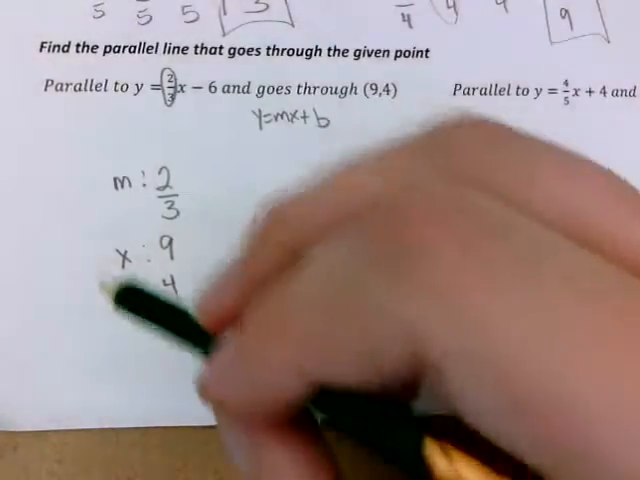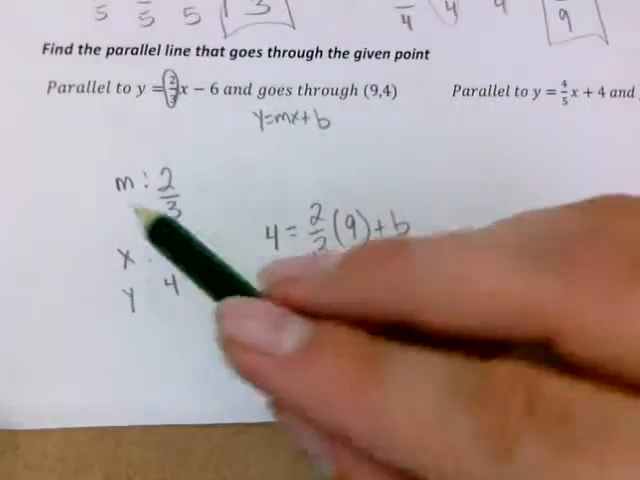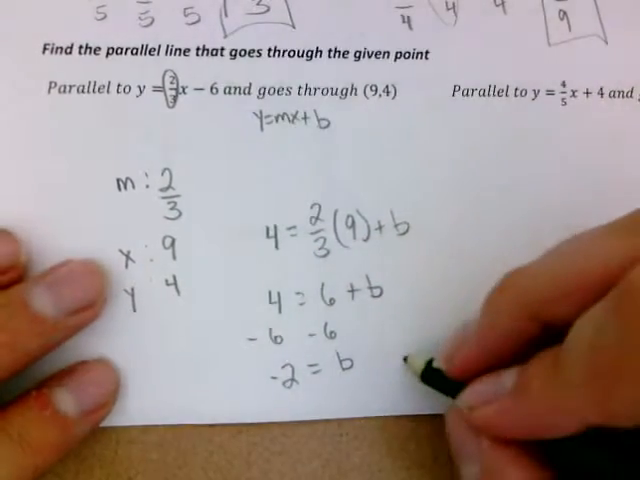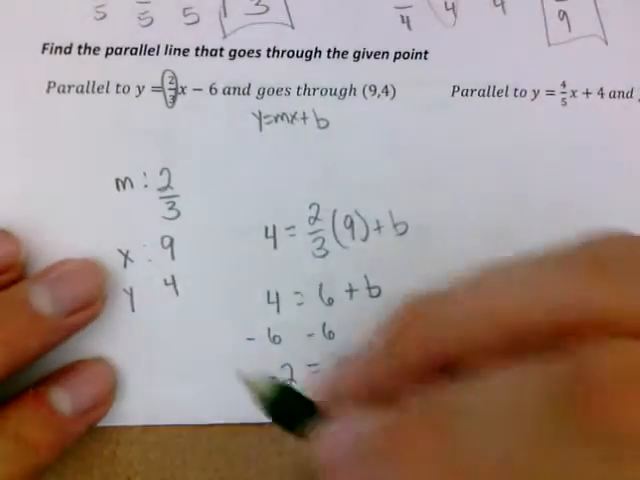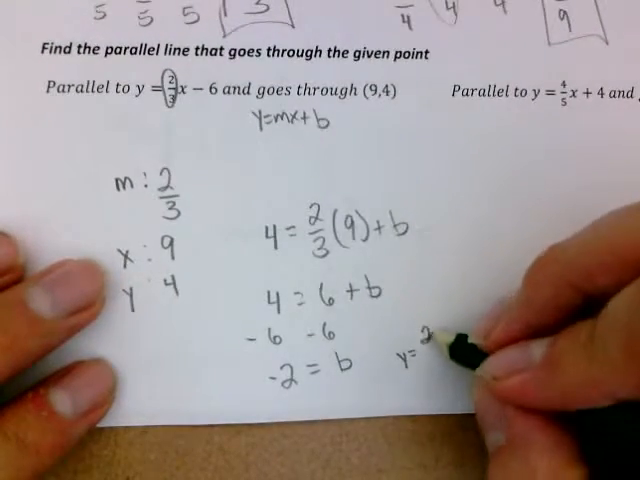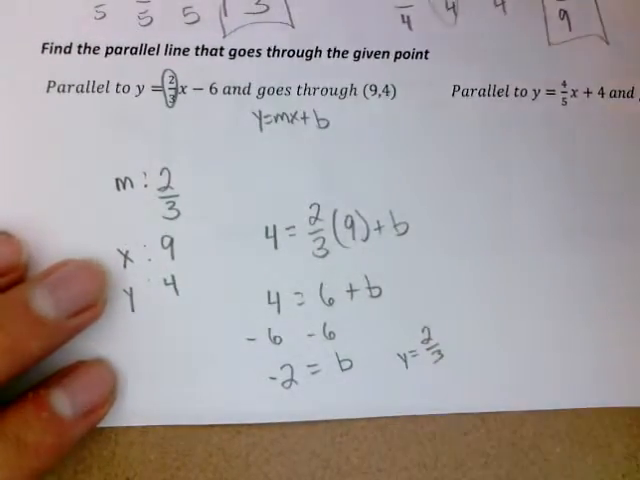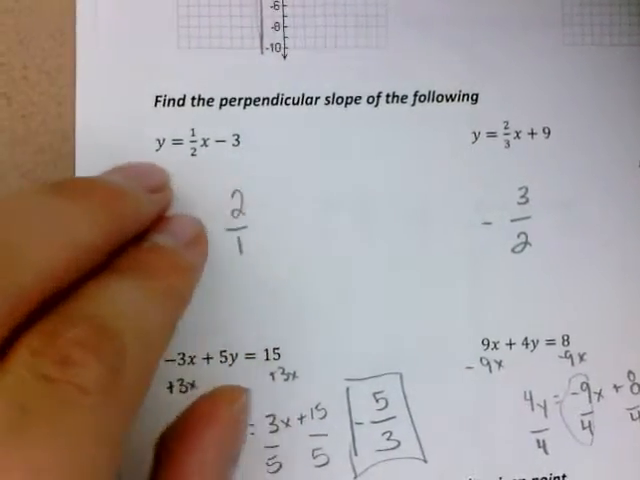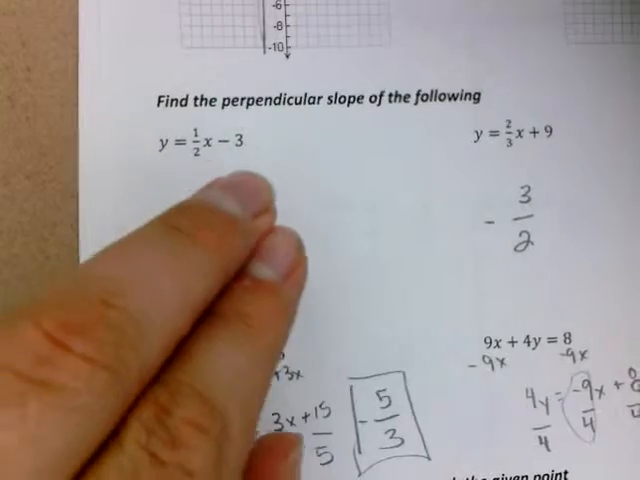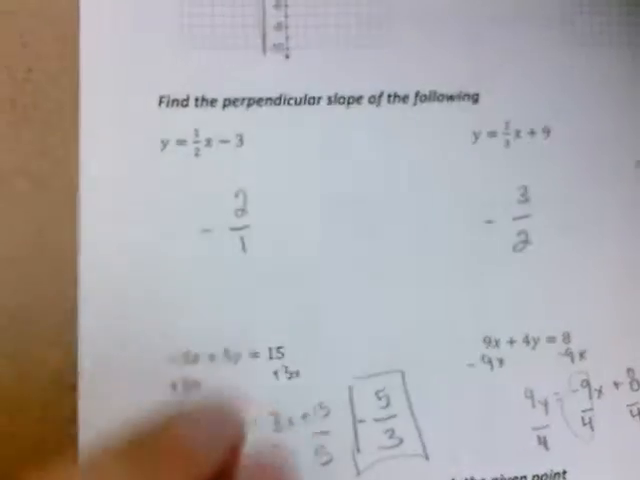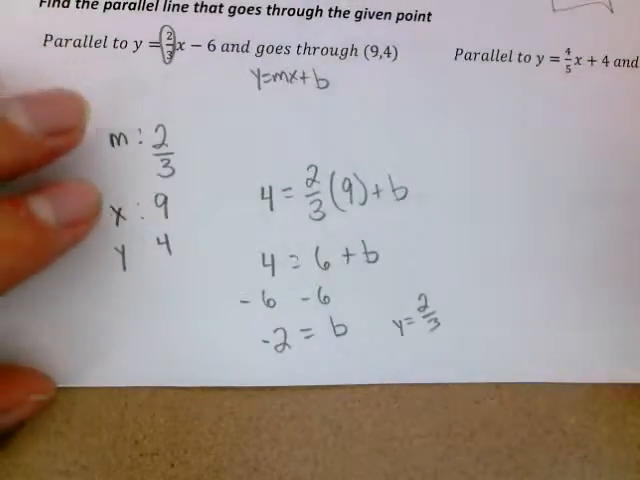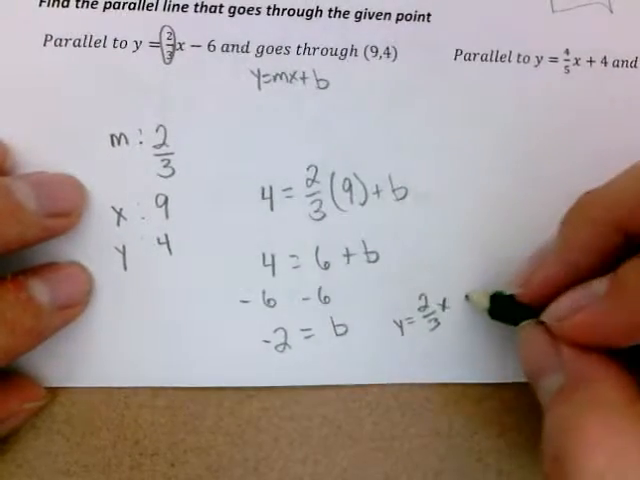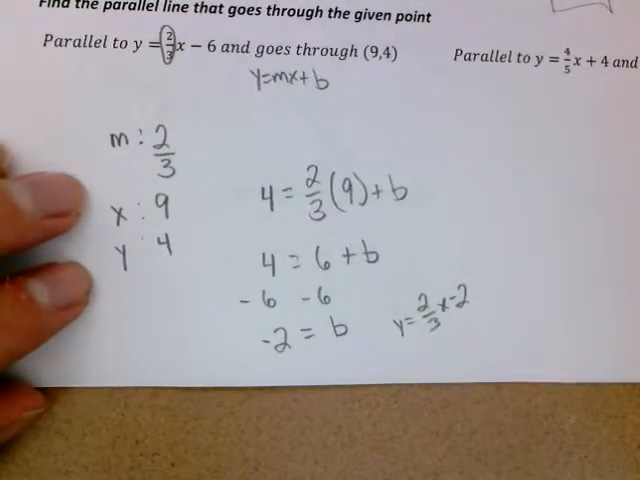Considering the x and y always change, but the m and b stay the same, this is how we write our equation. We start with y equals our slope, 2/3. Remember, we're trying to make it look like something like this, where it's y equals the slope next to the x, with the y-intercept. The y-intercept is b, which is negative 2.